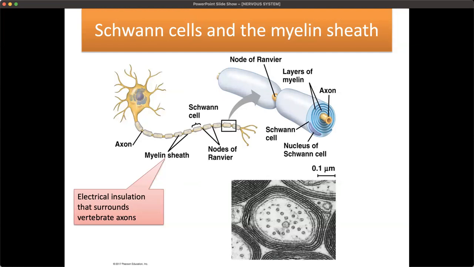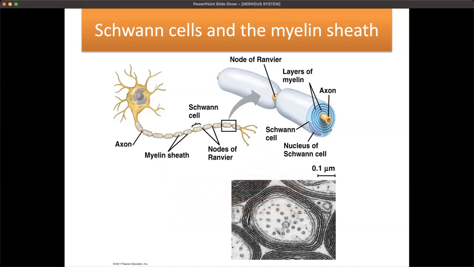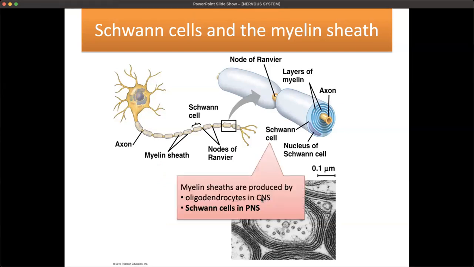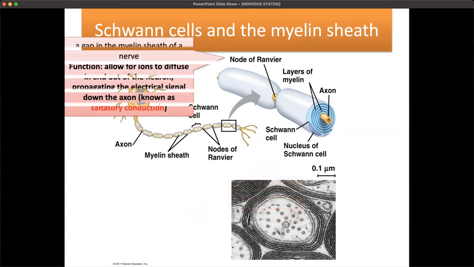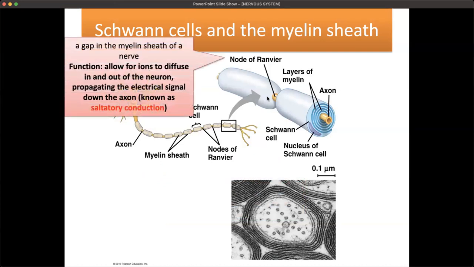So the same thing applies to the neuron. They have an insulator as well, to reduce the energy loss, the heat loss and all. So the myelin sheath is produced by the oligodendrocytes in the central nervous system and the Schwann cells in the peripheral. Okay, there's a gap in the myelin sheath over here. We call it a node of Ranvier. So the function is to allow the ions to diffuse in and out of the neuron.